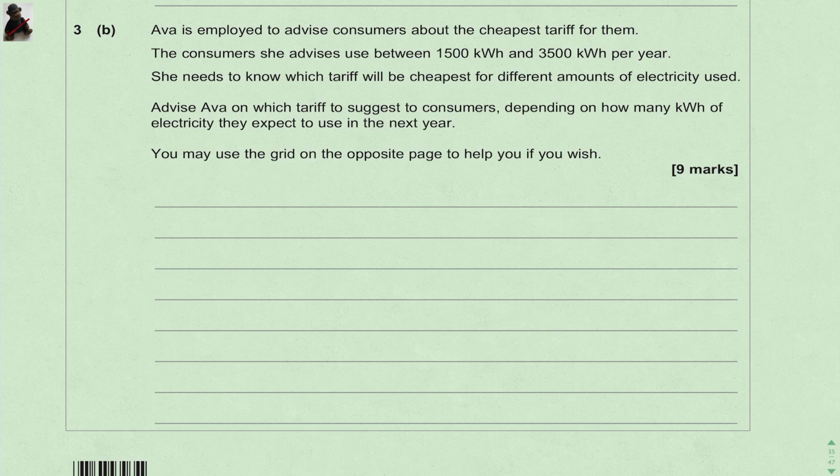Question 3b. Eva is employed to advise consumers about the cheapest tariff for them. The consumers she advises use between 1,500 kilowatt hours and 3,500 kilowatt hours per year. She needs to know which tariff will be cheapest for different amounts of electricity used. Advise Eva on which tariff to suggest to customers depending on how many kilowatt hours of electricity they expect to use in the next year. You may use the grid on the opposite page to help if you wish. This question is 9 marks. It's quite heavy, so let's start.